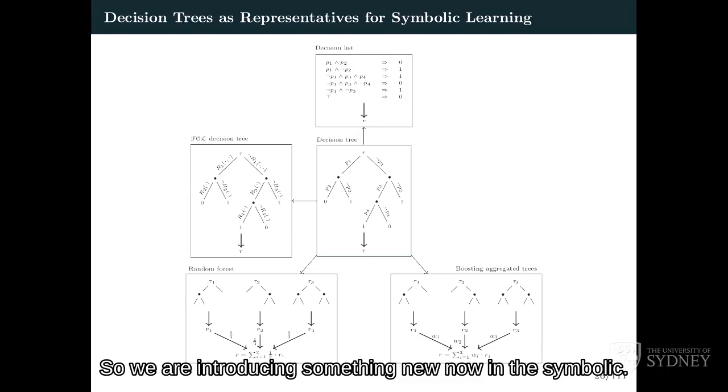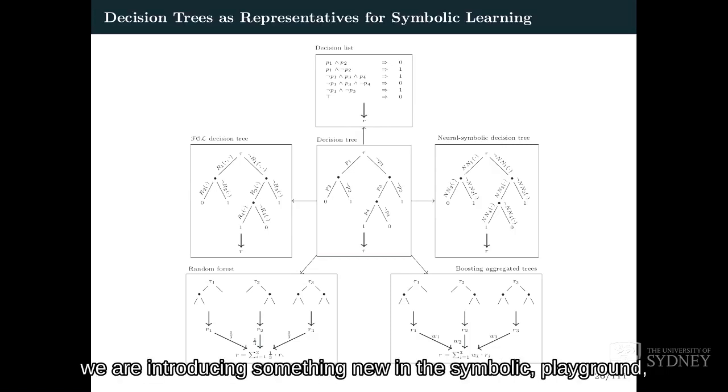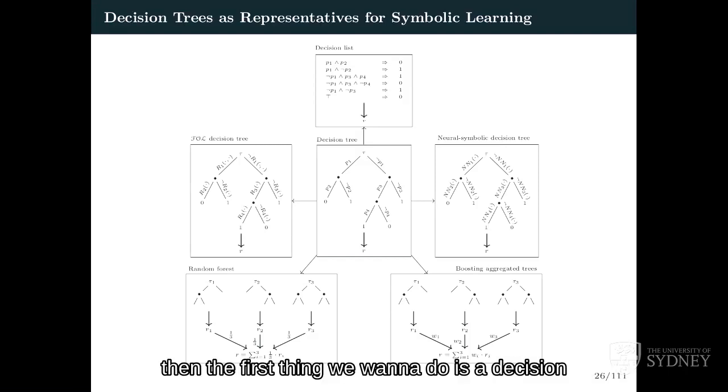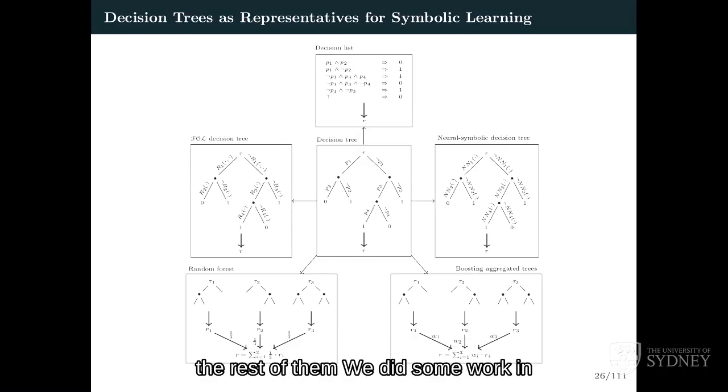So we are introducing something new now in the symbolic and also, of course, in the neural symbolic. We can go over this now for a moment. But I guess my point is that if we are introducing something new in the symbolic playground, then the first thing we want to do is a decision tree.